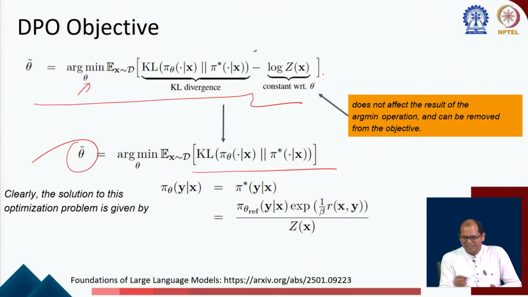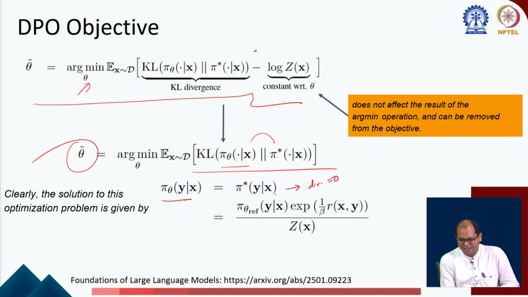Now, what is the distribution pi star that will minimize this? I mean, what is that pi theta y given x that will minimize this whole quantity? This divergence will be 0 when they are the same distributions. So, divergence is 0 when they are the same distributions. So, what does that mean?